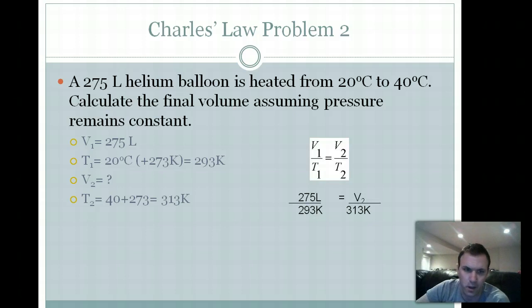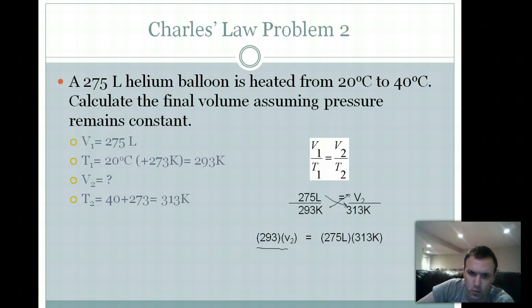All right, again, just as before, in order to solve out this answer, cross multiply and solve out for your second volume. So on this side, you'll divide both sides by 293, and you get 294 liters, and it goes up as it should because your temperature goes up.